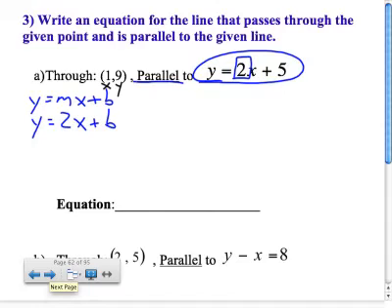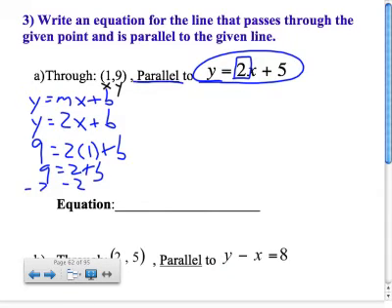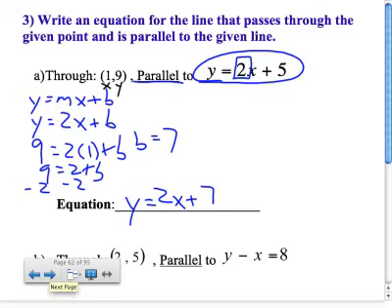Plug those in. So 9 equals 2 times 1 plus b. 9 equals 2 plus b. Subtract 2 from both sides. So your y-intercept is 7. And so the final equation, y equals, we found our slope to be 2 and our y-intercept to be 7.